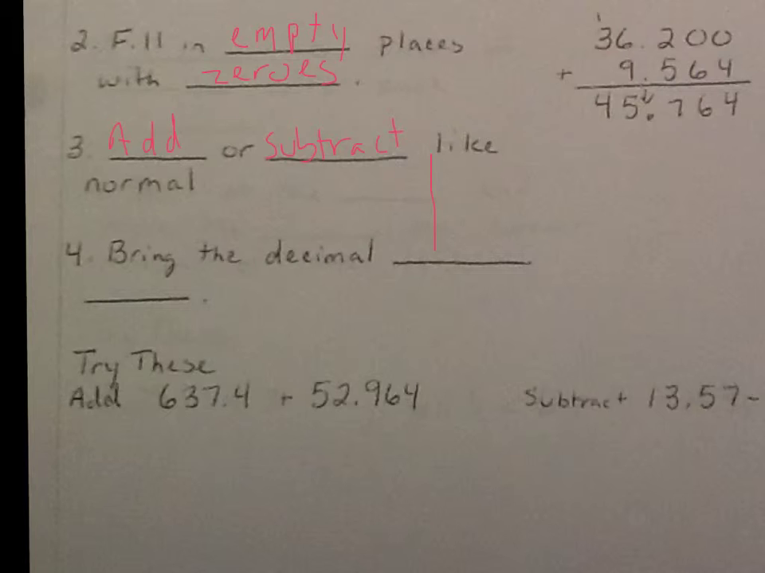Okay, and the last step is to bring the decimal straight down. Okay, and that's what we did right here. We brought the decimal straight down to there. So our answer in this case is 45 and 764 thousandths. Alright, so you got 2 try these down there. Give those a shot really quick and then go back and play this.